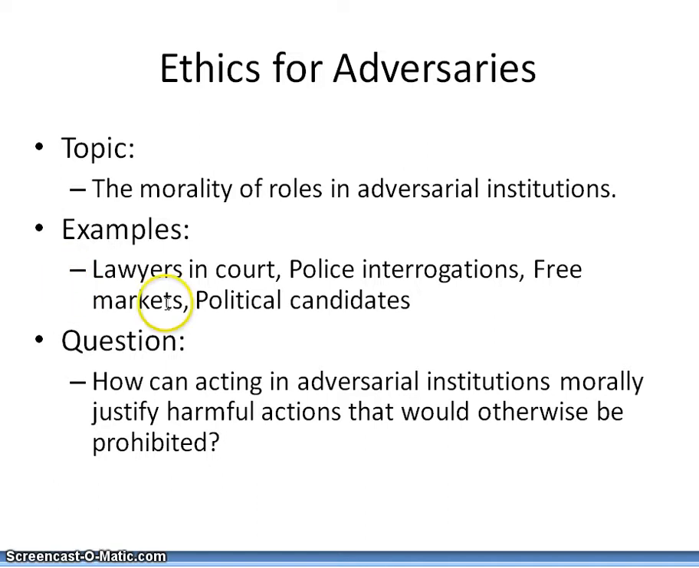Now, in other contexts, some of these behaviors we might want to say are morally wrong. Yet, in an adversarial institution, they are permitted. So, Applebaum wants to get to the bottom of that. How should we look at that? How can we look at that?